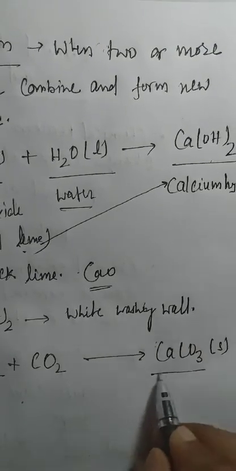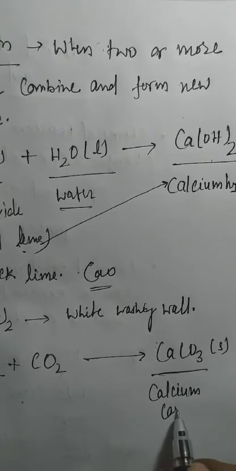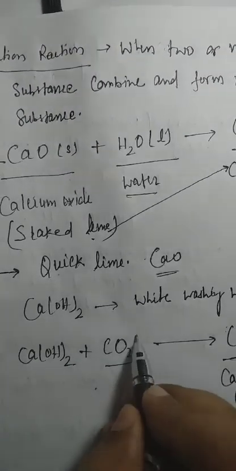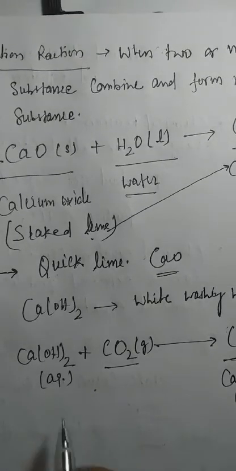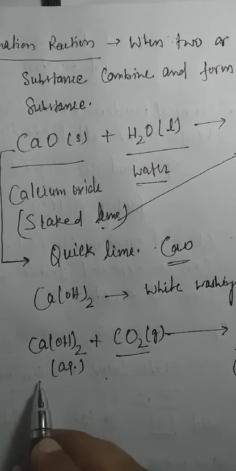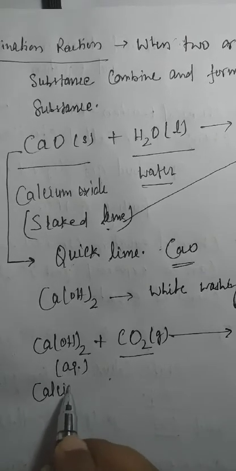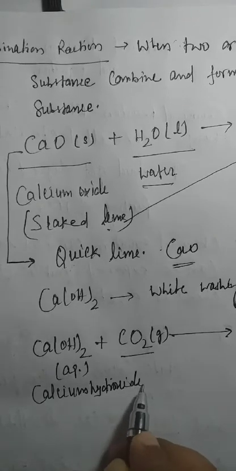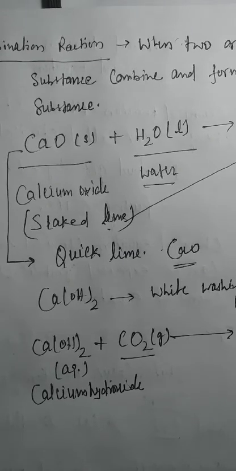You must memorize the name of this, calcium carbonate, right? And this is our carbon dioxide. It exists in gaseous state, we must write, and this calcium hydroxide exists in aqueous state. You may want to write it just like this, calcium hydroxide. Perfect.